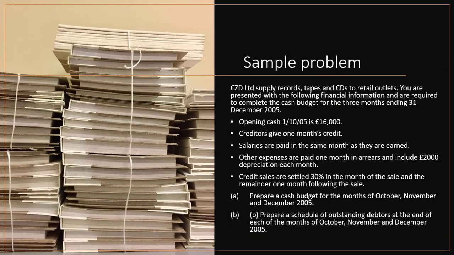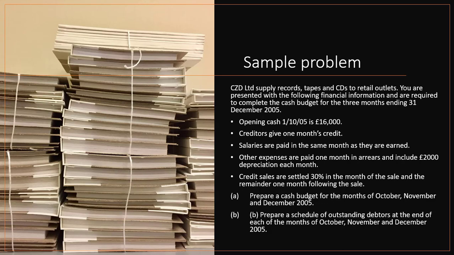Our problem: CZD Limited supplies records, tapes, and CDs to retail outlets. You are presented with the following financial information and are required to complete the cash budget for the 3 months ending 31st December 2005. We have an opening balance as at 1st October of 16,000 pounds. And then our creditors, or our suppliers, provide 1 month's credit.